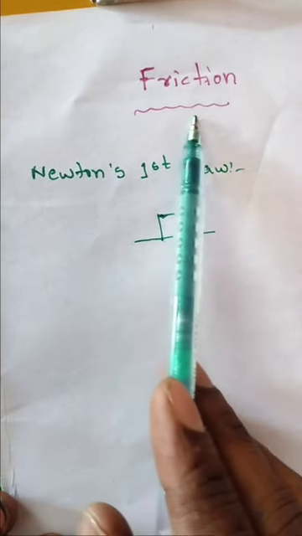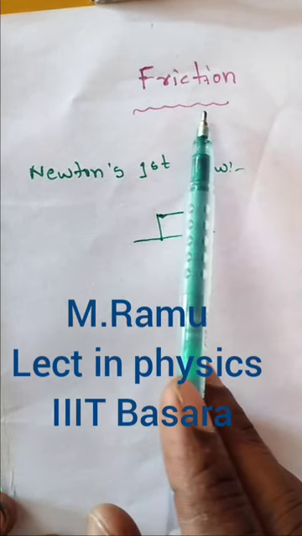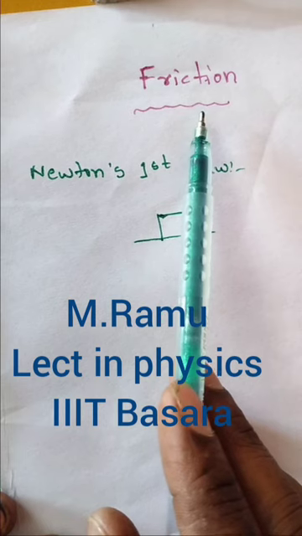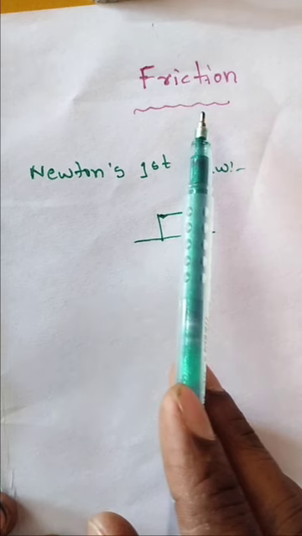So in this video, what is friction? How many types of friction are there? What are the advantages and disadvantages of friction? How to remove friction?